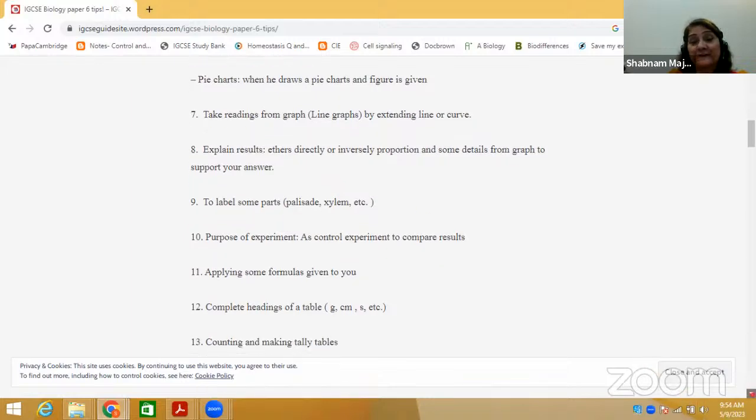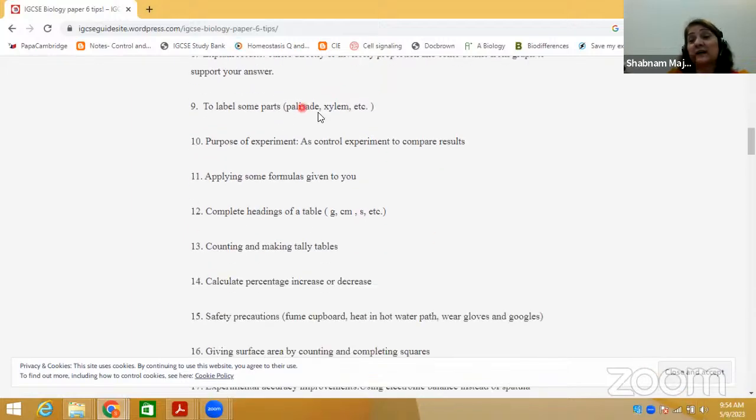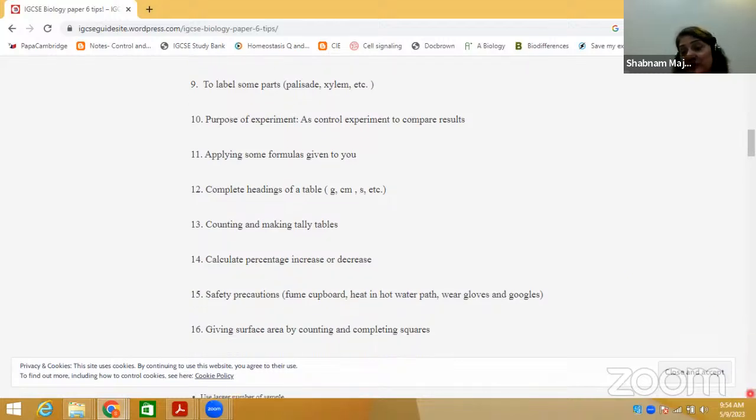That's also very important. To label some parts, palisade, xylem, whatever is given, I already told you about labeling. Any labeling can come. Any labeling of a biological specimen, any labeling of drawings given, photomicrograph, electron micrograph, which are in your syllabus, in the topics. But if it's not in your course, they will obviously not ask you to label them. Then, purpose of experiment, such as a control experiment to compare results. I already explained control experiments as well.